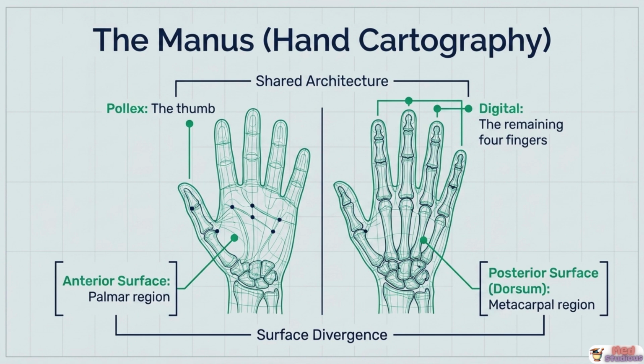The surface divergence separates the hand into 2 opposing topographical zones. The anterior surface of the hand is the palmar region, the palm, which houses the flexor tendons, thenar and hypothenar muscles, and the rich terminal neurovascular network. The posterior surface is the metacarpal region, the dorsum of the hand, overlying the 5 metacarpal bones and the extensor tendon apparatus. Clinically, this divergence is vital. Palmar infections spread along flexor tendon sheaths, while dorsal injuries involve extensor mechanisms and the venous drainage network of the hand.